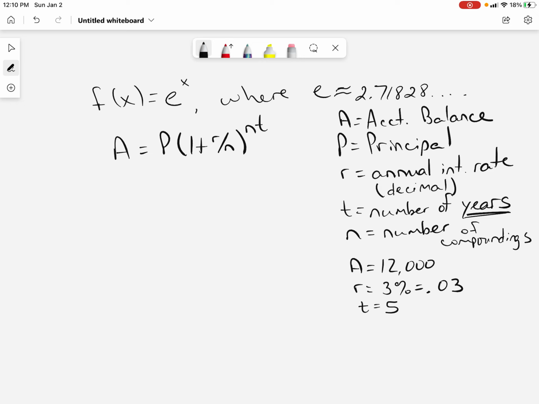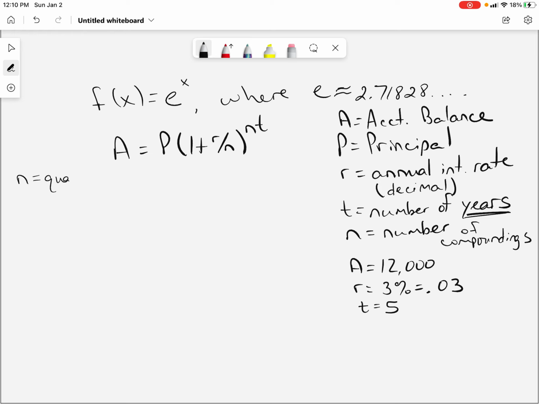And we're going to do quarterly. So I'll just put my n's over here. We want to do n quarterly. So that would mean the n would be 4. Quarterly means 4 times a year. We want to do one for n monthly. So in that case, n would be 12. And then we want to do continuous.